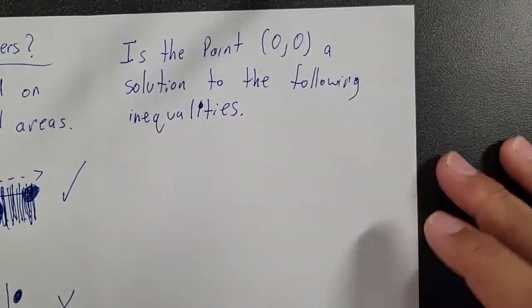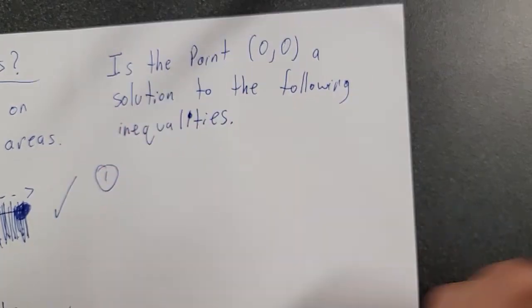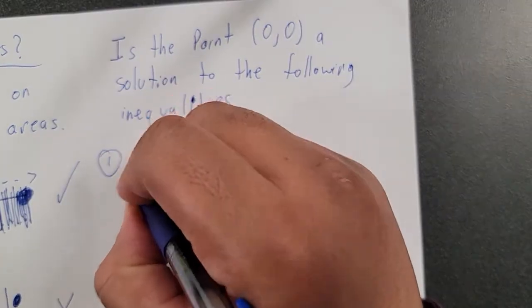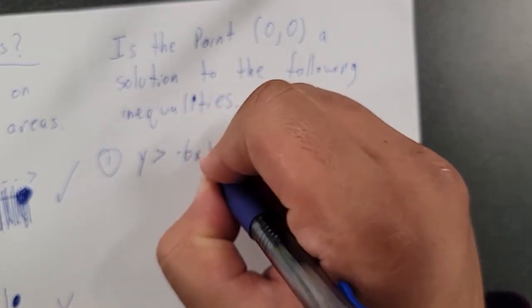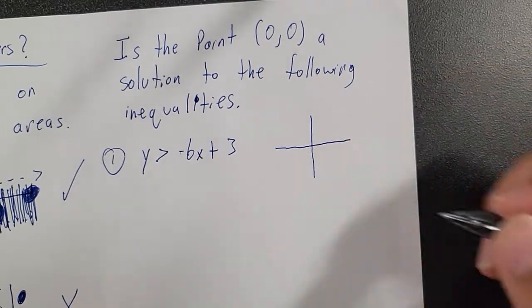All right, so it's gonna give us some equations. Let's just do 3 of them. Well, they're not hard. Let me just show you. Okay, put y is greater than negative 6x plus 3. Go ahead and make your xy grid.